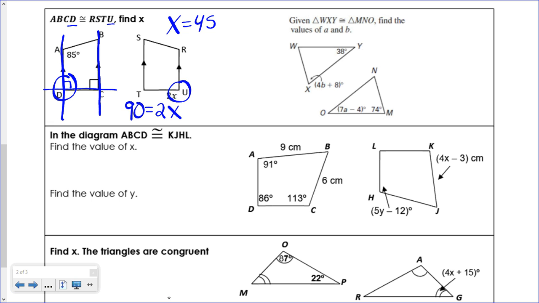All right, same kind of deal over here. I know these two triangles are congruent. I'm trying to find the measure of A and the measure of B.